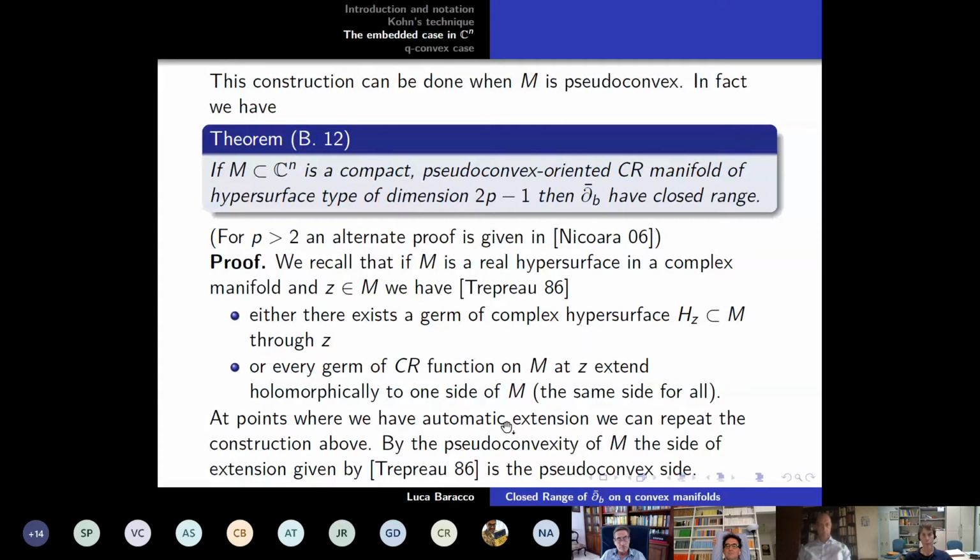So at points where we have automatic extension, we can repeat the construction above. And also, we are sure that the side of extension given by Trépreau is always the pseudo-convex side. And since M is pseudo-convex oriented, we are sure that the side is always the same. So the only problem is represented by the points which are not points of automatic extension, points where there is a complex hypersurface, a complex leaf of dimension p-1 contained in M.